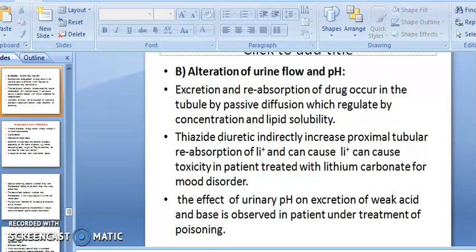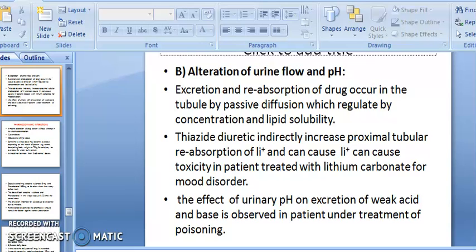Alteration of urine flow and pH. There is an alteration of your urine flow because of the administration of your drug. Excretion: reabsorption of drug occurs in the tubule by passive diffusion, which is regulated by the concentration and lipid solubility. This is a natural phenomenon, because reabsorption occurs in the tubule by passive diffusion, from higher concentration to lower concentration, regulated by the concentration and its lipid solubility.